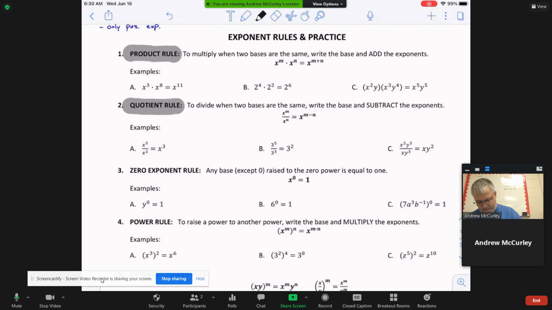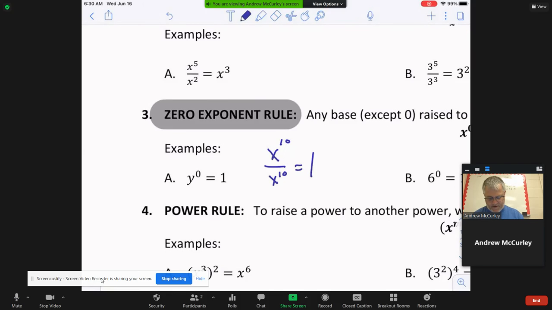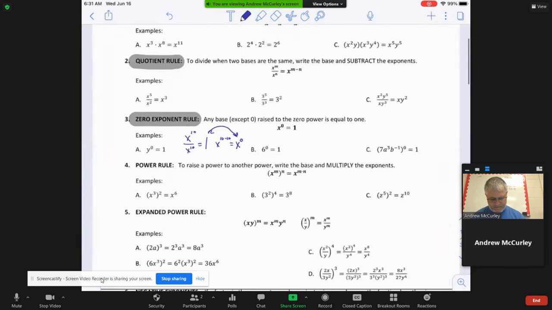The zero exponent is pretty much the same. It just means anything to the zero power is 1, and that actually comes from the quotient rule. If you had, let's say, x to the 10th over x to the 10th, anything divided by itself is 1, right? If I use the quotient rule, that would be x to the 10th minus 10, which is x to the 0. So that way we get the concept that x to the 0 is 1. It's how they come together.